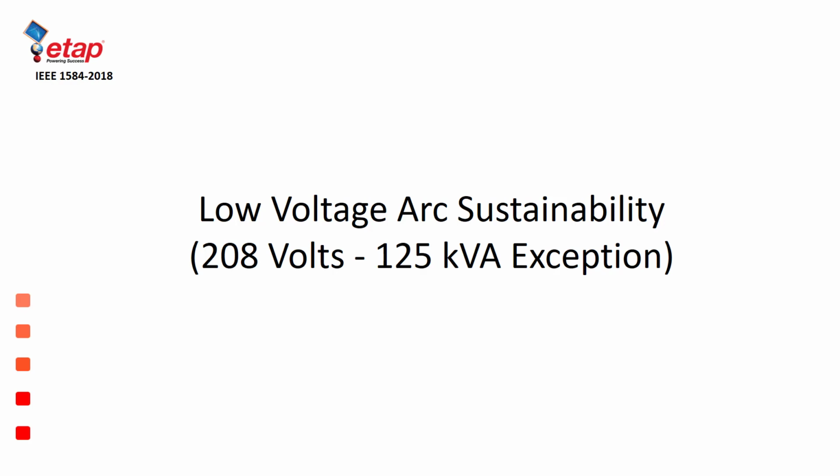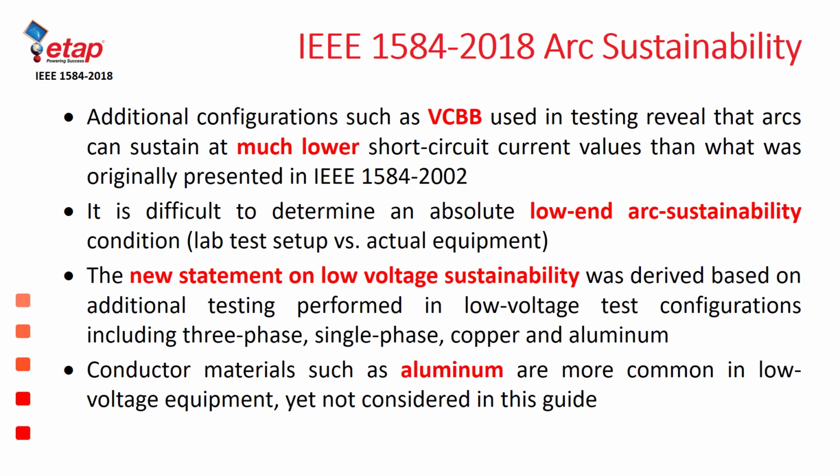Another main area of interest and perhaps some concern is the application limits on the low voltage end of the new IEEE 1584-2018 model, what we used to call the 208 or 240 volt 125 kVA exception in the previous IEEE 1584-2002 model. Bottom line is that this criteria has been revised and it is different. Additional configurations such as BCBB used in testing revealed that arcs actually can be sustained at much lower short circuit current values than what was found in the original 2002 standard.